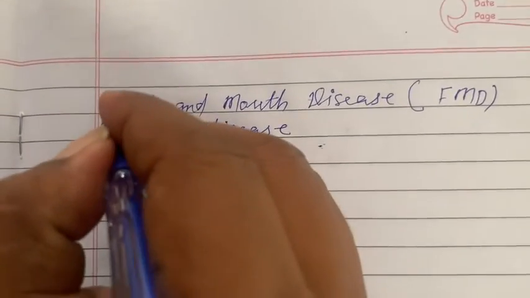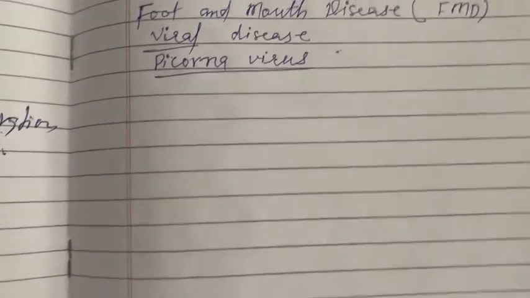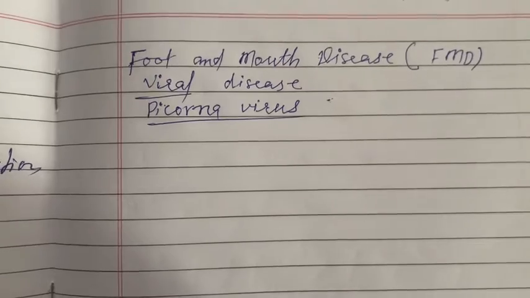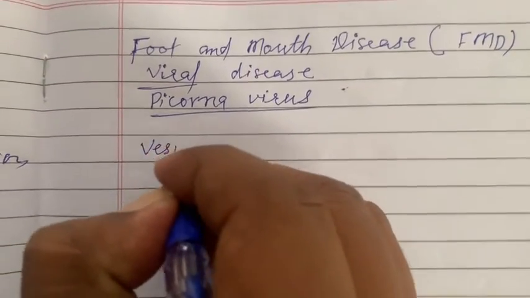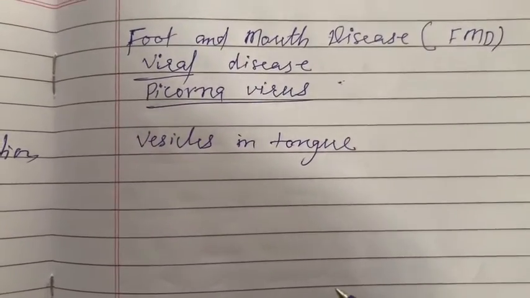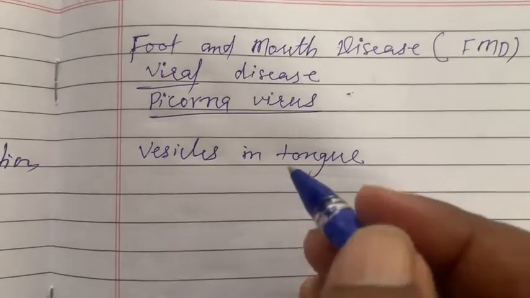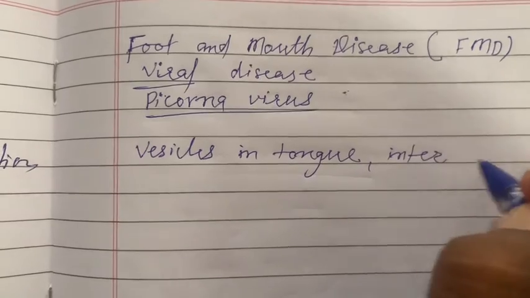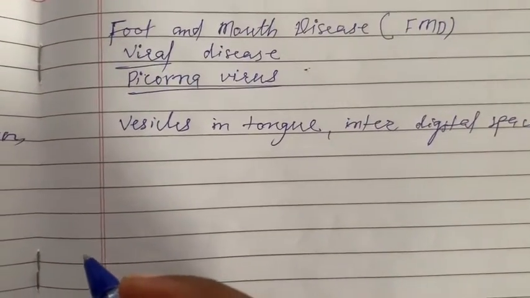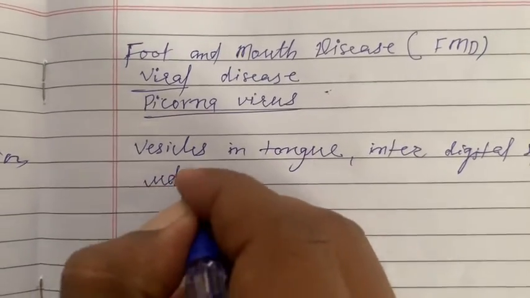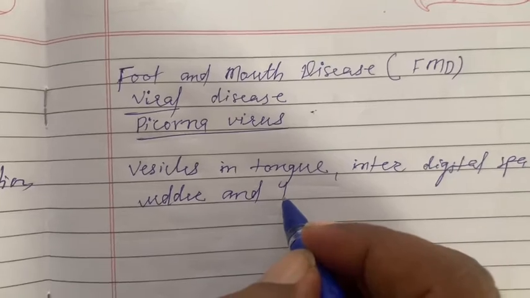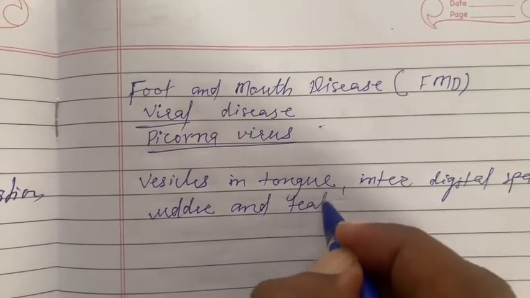And to identify this disease, it is generally diagnosed by some symptoms like vesicles in tongue, then in interdigital space, udder and teeth.